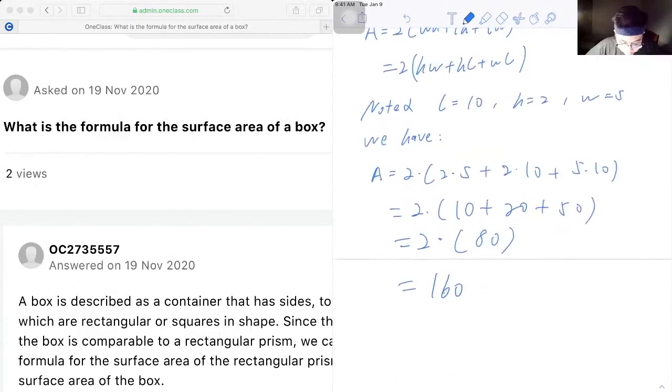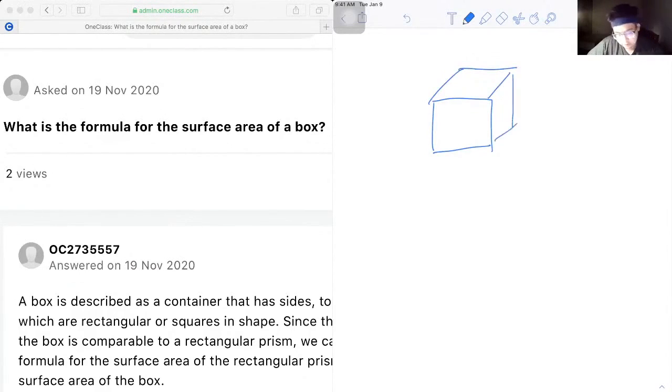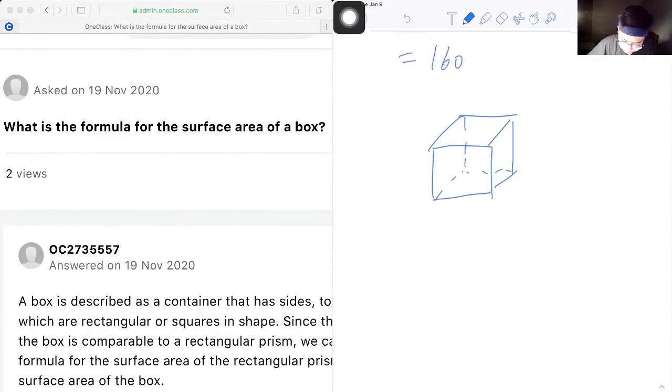Yep, so that's how we find the surface area of a box. Oh, and just one more thing. If we have a box whose 6 faces are all squares, you just need to calculate the area of one side and then times 6.